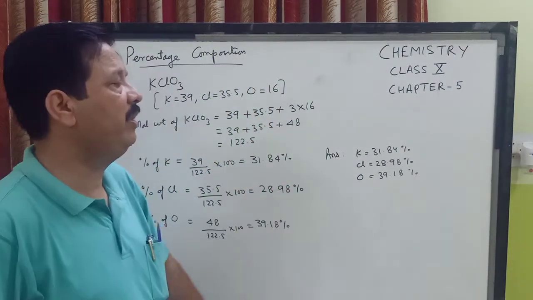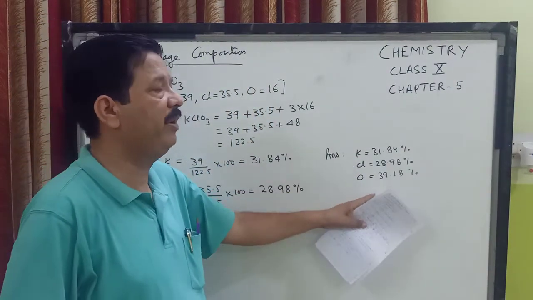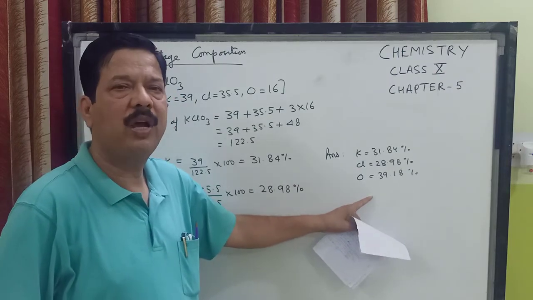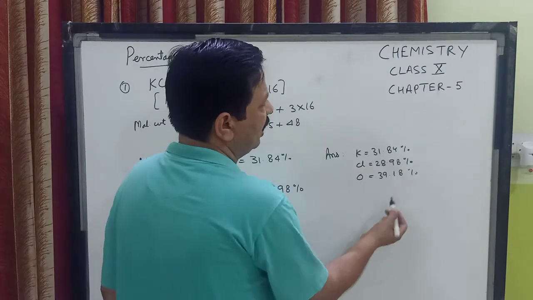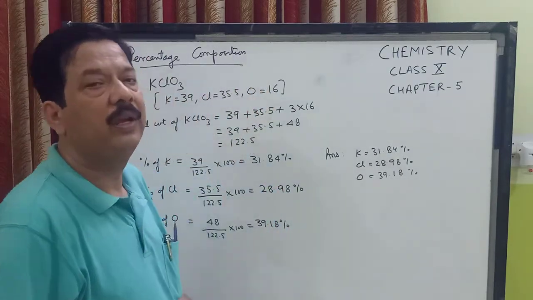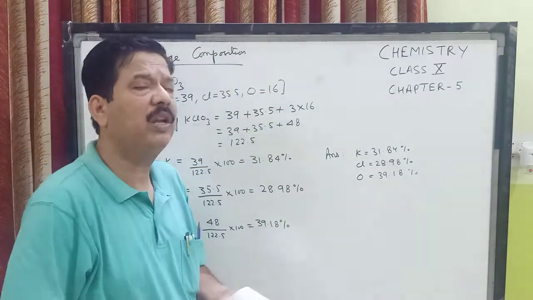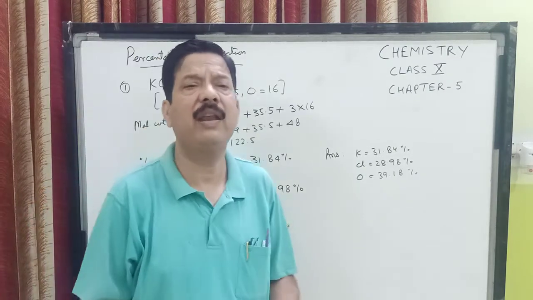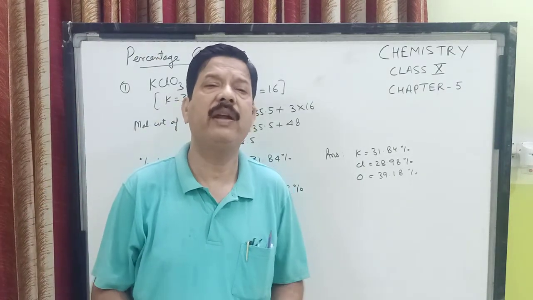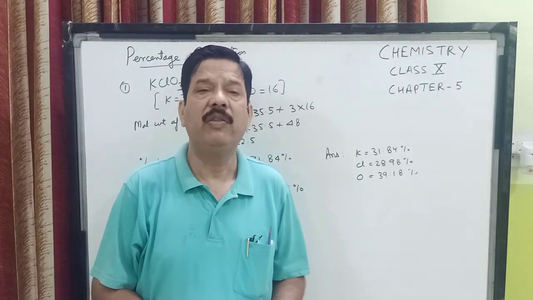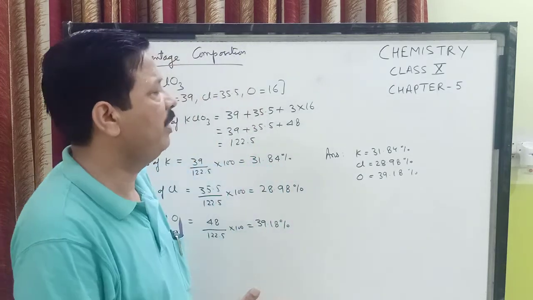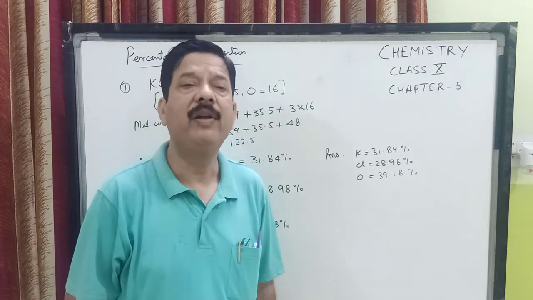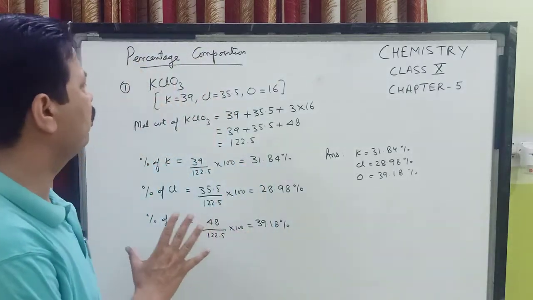And children, we can even check our answer. If we add all these three percentages, it should come out to be 100. So your answer can be checked. If it is not coming to 100, it can come like 99.99 or 99.98. Then also, children, your answer is correct, because we are just finding these percentages up to 2 places of decimal. I hope, children, this question you have followed.